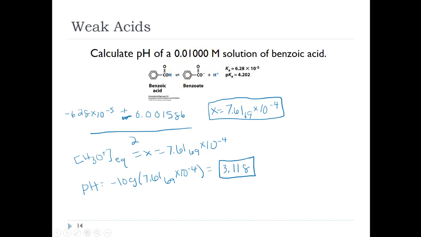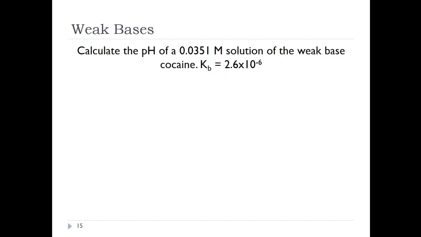Alright, I know this video is getting long. I have one more example. This one is a weak base. So in this case, we're calculating the pH of a 0.0351 molarity solution of the weak base cocaine. But you didn't know cocaine was a weak base. The Kb value is 2.6 times 10 to the negative sixth. So we're again solving for pH.